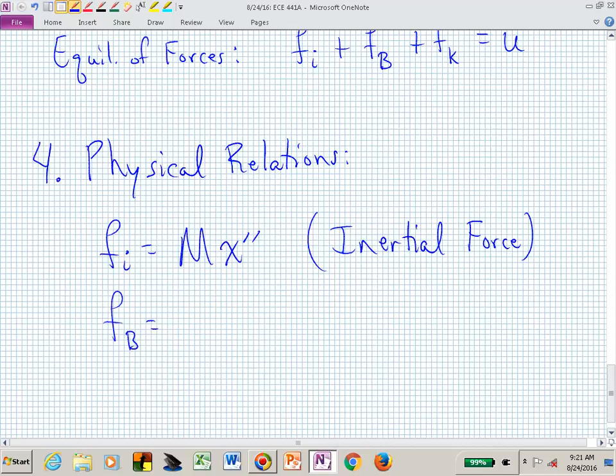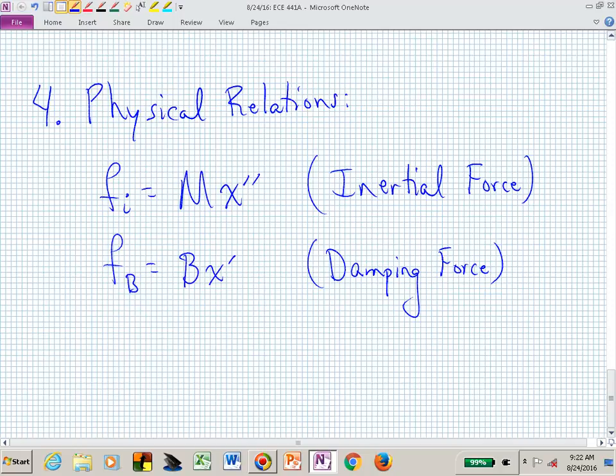The dashpot, F sub B, the way that we extract energy from our system, the force associated with the dashpot is proportional to velocity. This is now B times x prime. The bigger the velocity, the bigger the force. And it's proportional to the dashpot value, B. So if you're not feeling real comfortable, just think of L's and C's, or inductors and resistors, where these B's and K's are. The B is like a resistor. It's extracting energy out of your system.